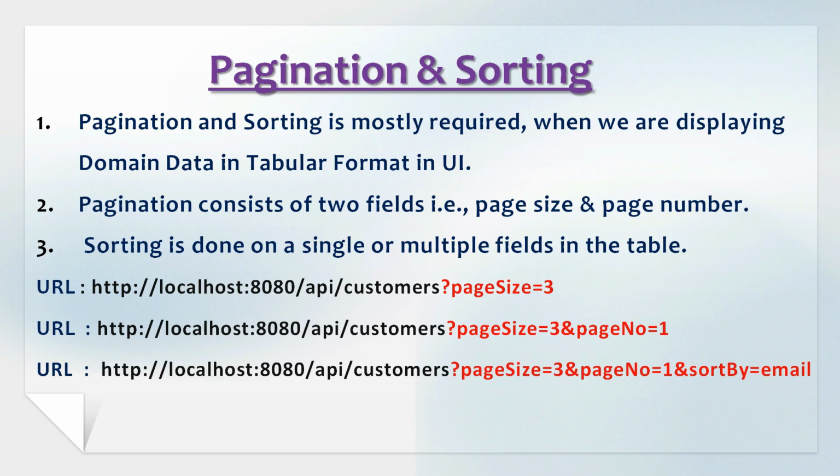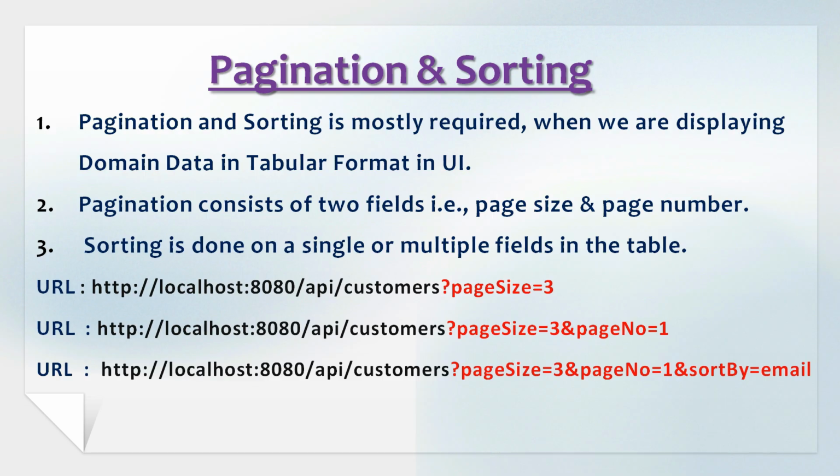And this pagination consists of two fields, that is page size and page number. Here, pagination means fetching data page by page instead of loading all records at once by using page size and page number. Actually, it improves application performance and it will decrease database load.